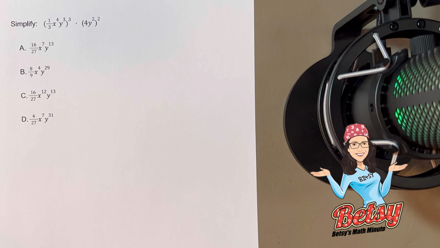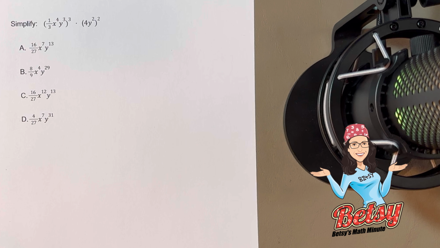So let's get started here. I like to read the problem out loud. So in parentheses, I have 1/3 x to the 4, y to the 3, all to the 3, times, in parentheses, 4 times y squared, all squared. Now, the next thing I like to do is look at the answers.